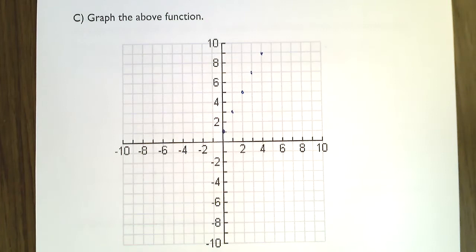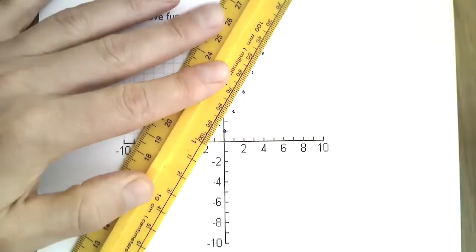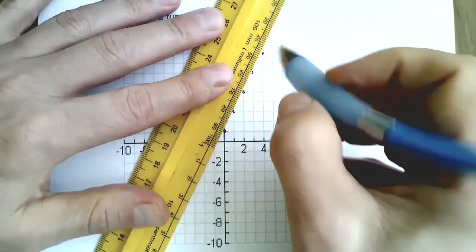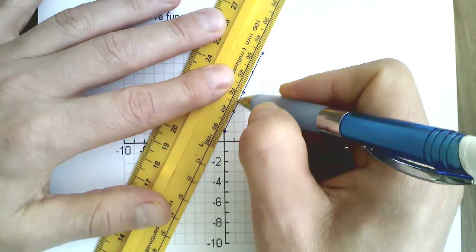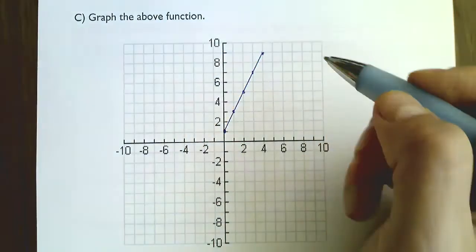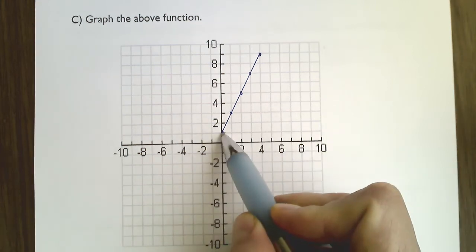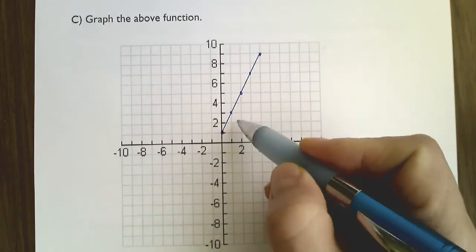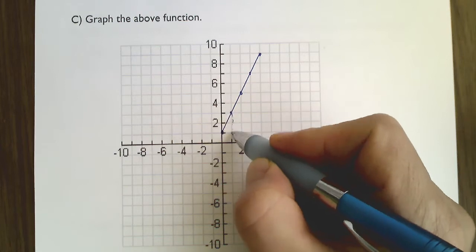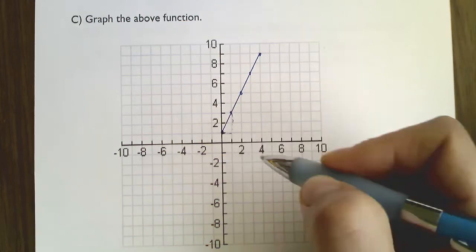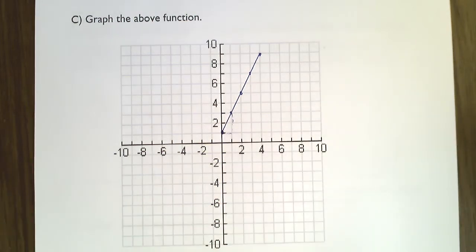Okay, and now we will connect these points together, and we see that the graph is a straight line, which means the linear function is a function that can be graphically represented by a straight line. We also can recognize that there's a y-intercept. The slope is rise over run, and it's 2 over 1. So everything seems to be matching perfectly.